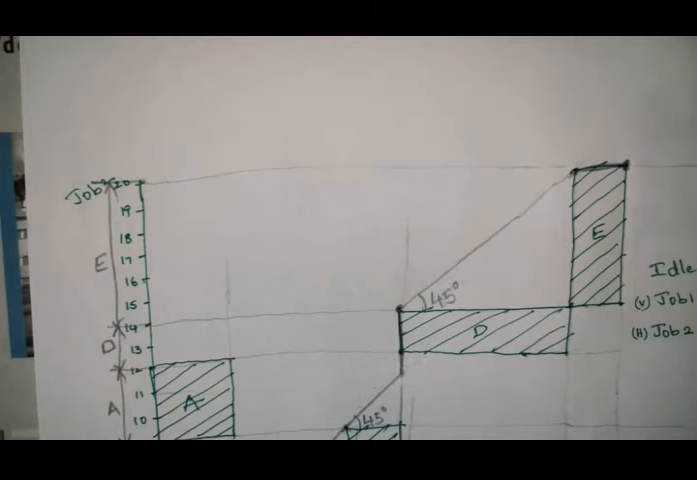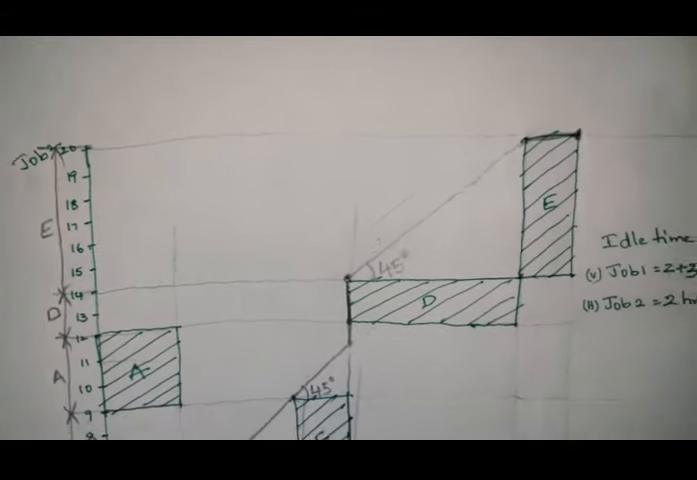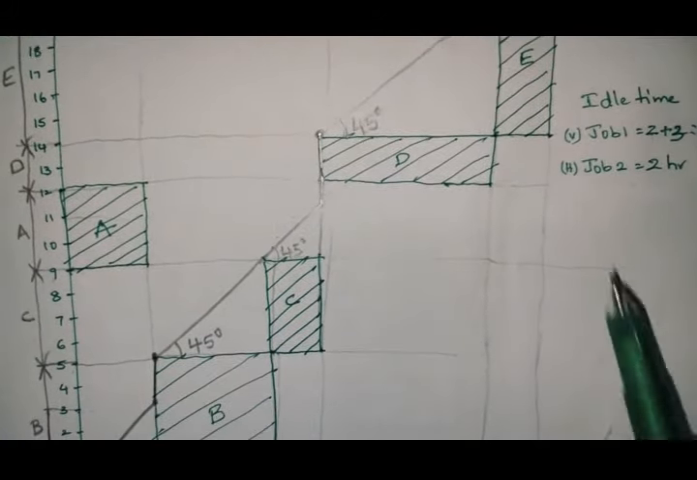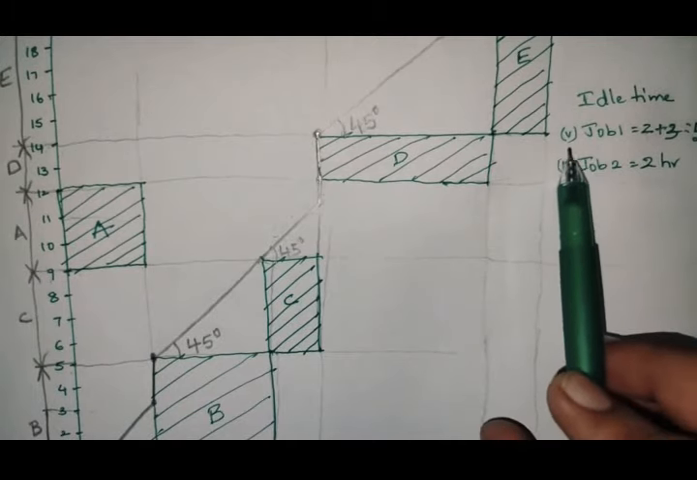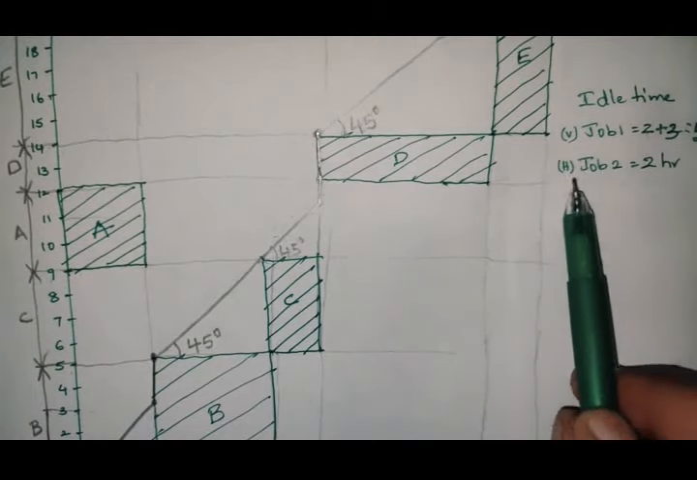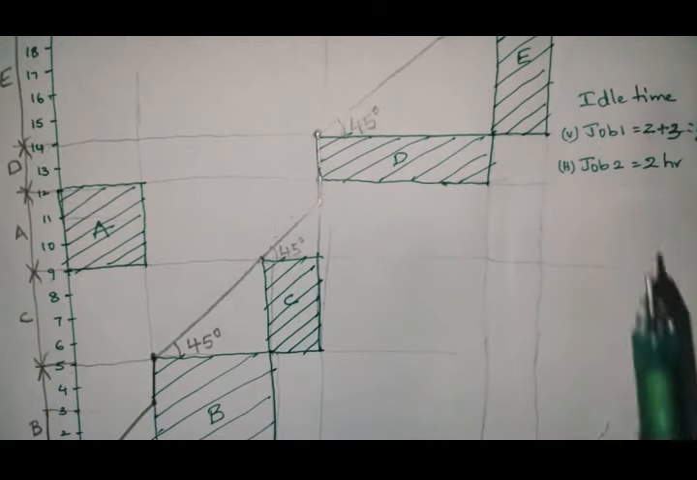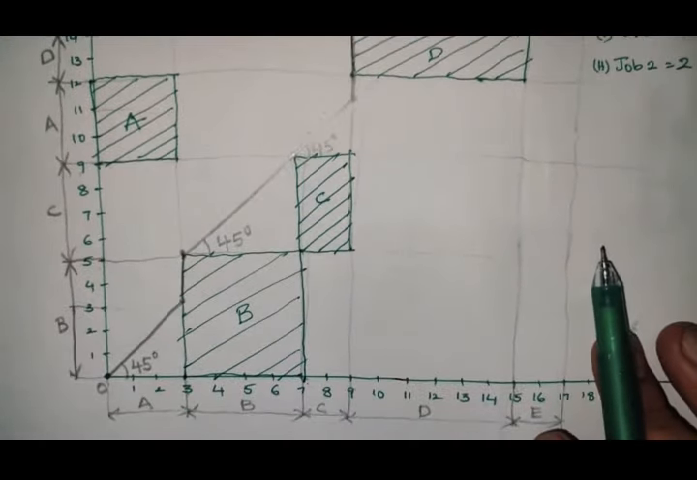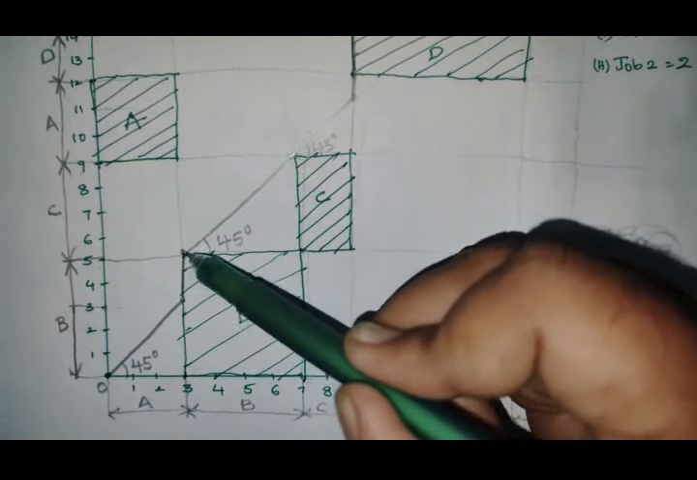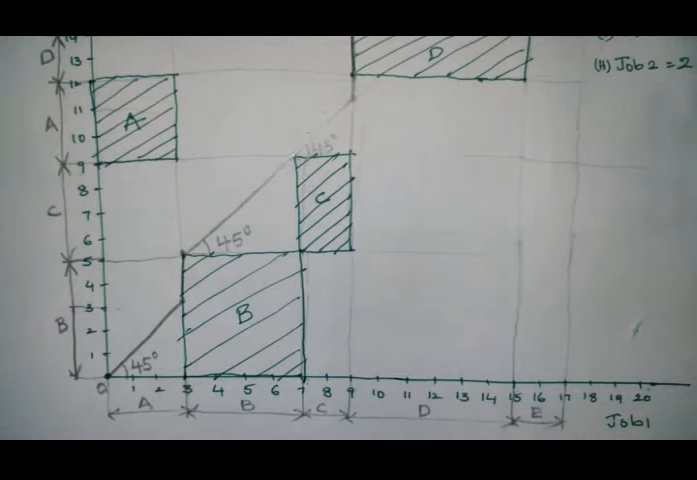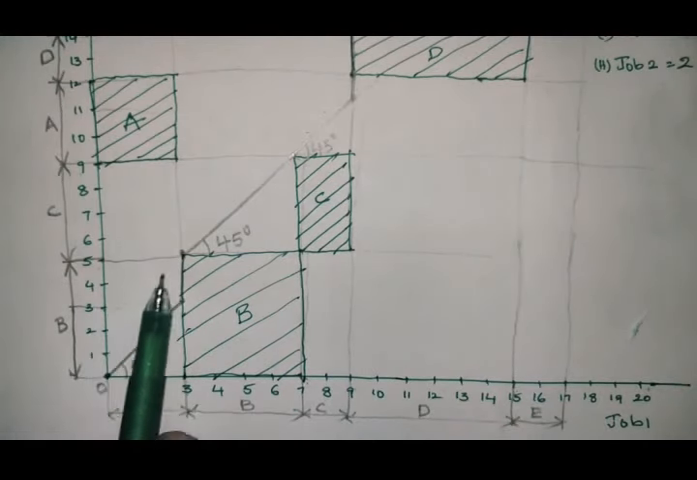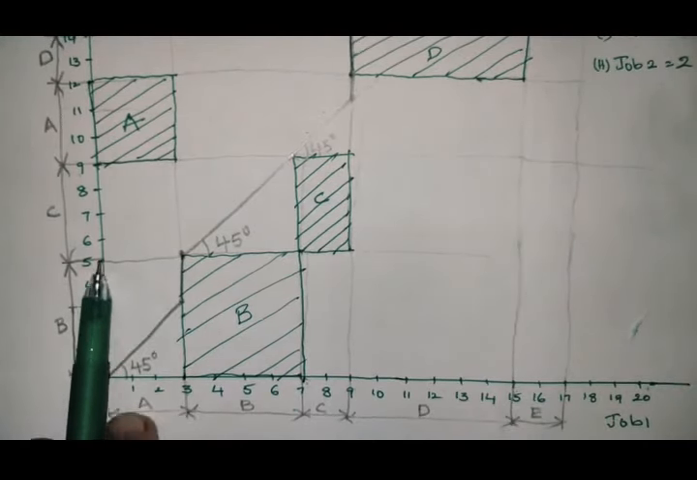Now let us calculate the idle times of both job 1 and job 2. First, the idle time of job 1. If your vertical line is there, then job 1 is idle, and if your horizontal line is there, then job 2 is idle. So let us see on the graph where the vertical lines are. Here one vertical line is there. What is the duration of this vertical line? The starting point is 3, the end point is 5, so the duration is 2 hours. That's why here I have written 2.